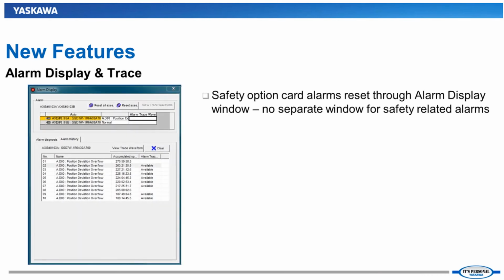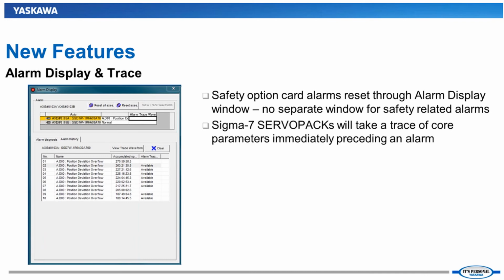So alarm display and trace, again, this is available only through Sigma 7 amplifiers. They have this feature. Just another note about the alarm tab, you can now reset your safety option card alarm through here. There's no longer a separate window to clear safety related alarms, which is pretty handy.